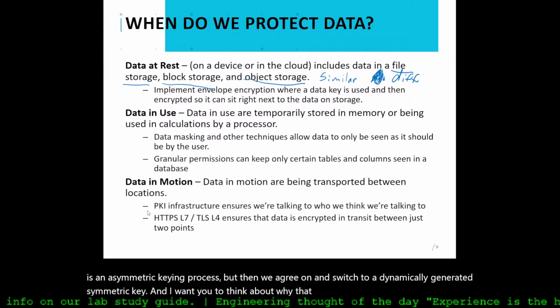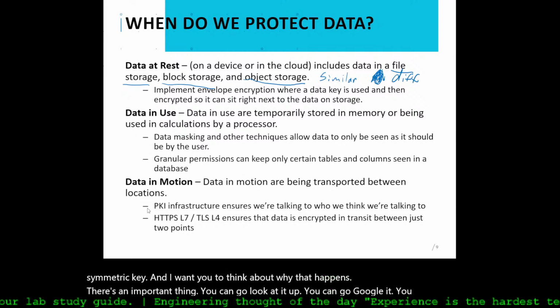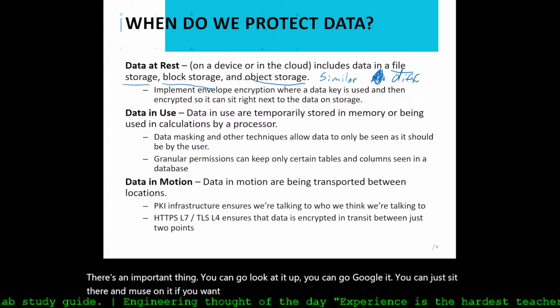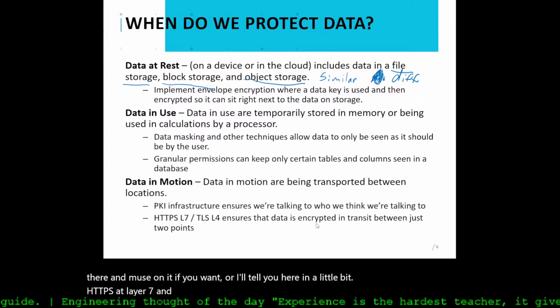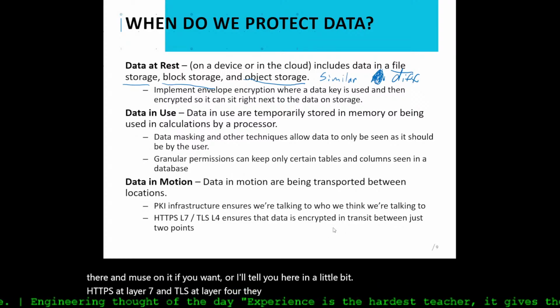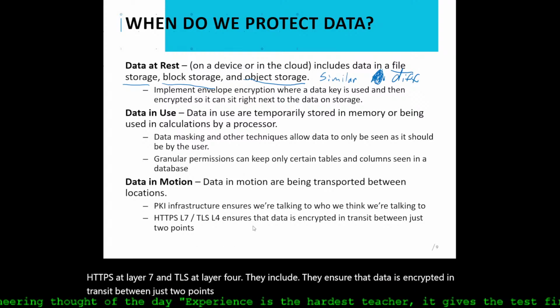This is an important thing. You can go look it up. You can go Google it. You can just sit there and muse on it if you want, or I'll tell you here in a little bit. HTTPS at layer 7 and TLS at layer 4 ensure that data is encrypted in transit between just 2 points. Nobody in the middle can capture your data, right?